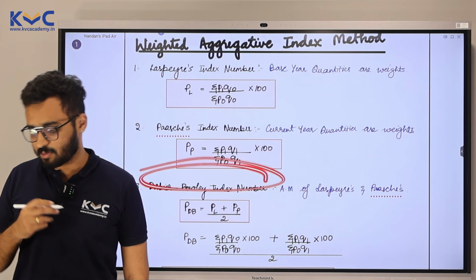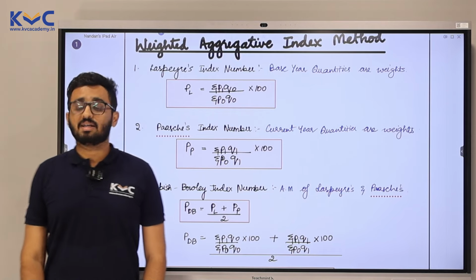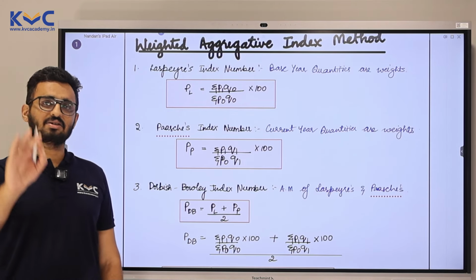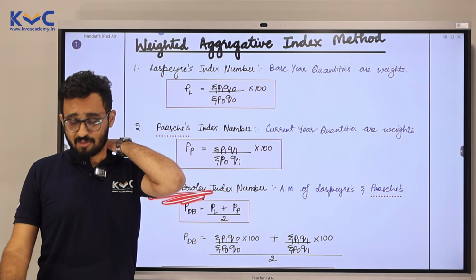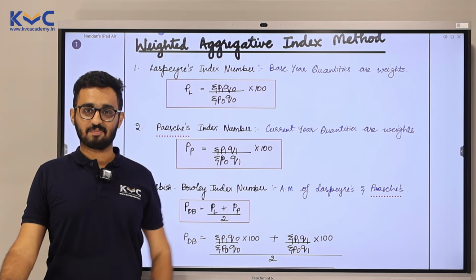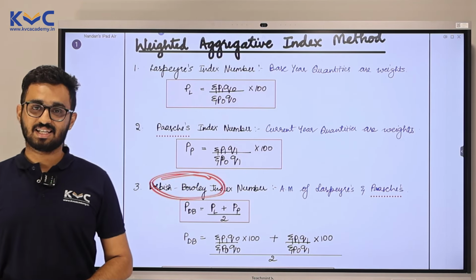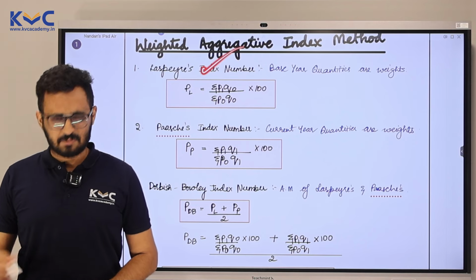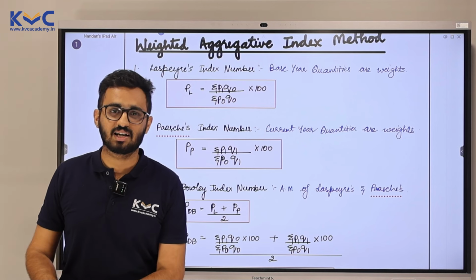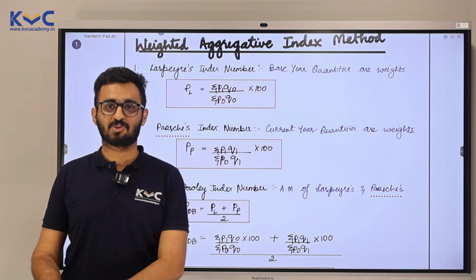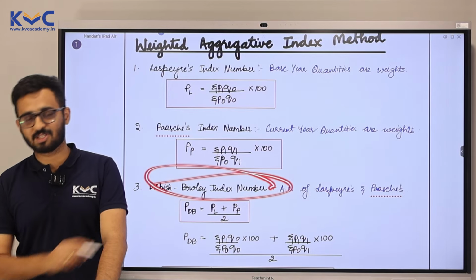Now comes Dorbish-Bowley. Now what is Dorbish-Bowley? In short, AM of Laspeyre and Paasche. That means Dorbish-Bowley wants to play safe. What this index number says is that Laspeyre's also makes sense, Paasche's also makes sense. So how do we decide? Nothing to decide, take the average of those two. So that is how we get Dorbish-Bowley.